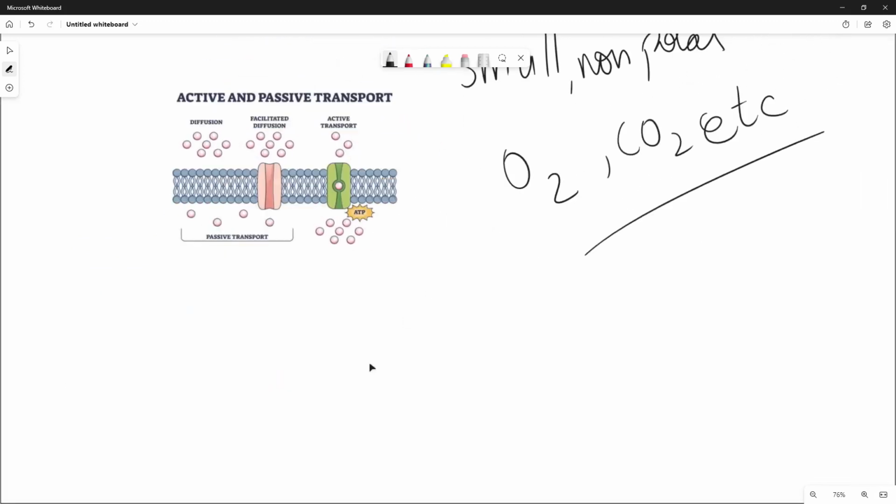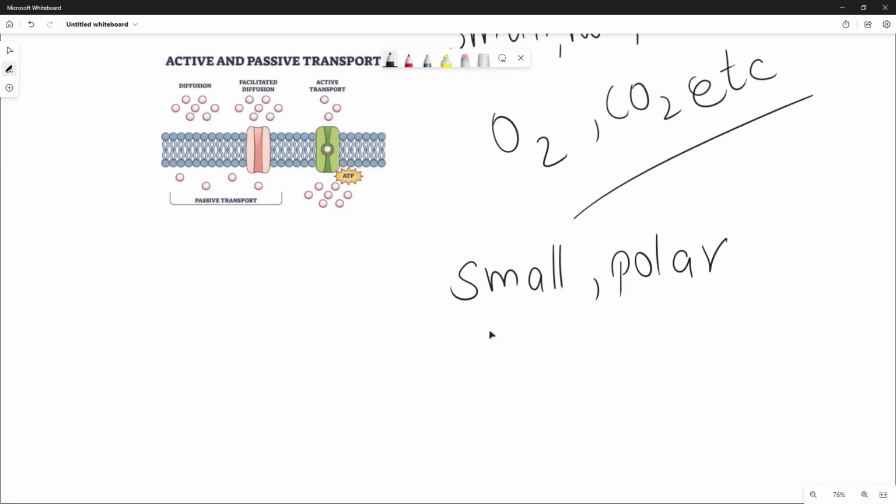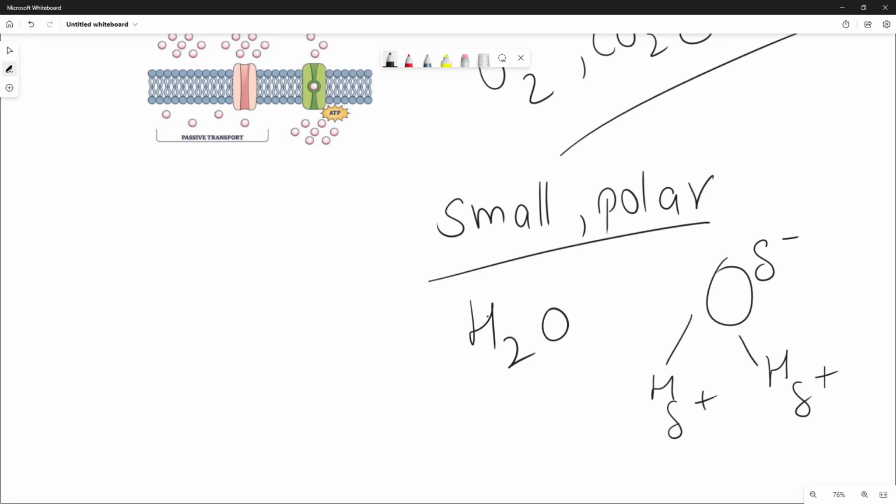Then we have the small and polar, and these include, one of which includes water. If you remember from the previous video, water has a slight charge. Water has a slight charge on its hydrogen and oxygen. So this would be negative, this will be positive, and this will be positive.